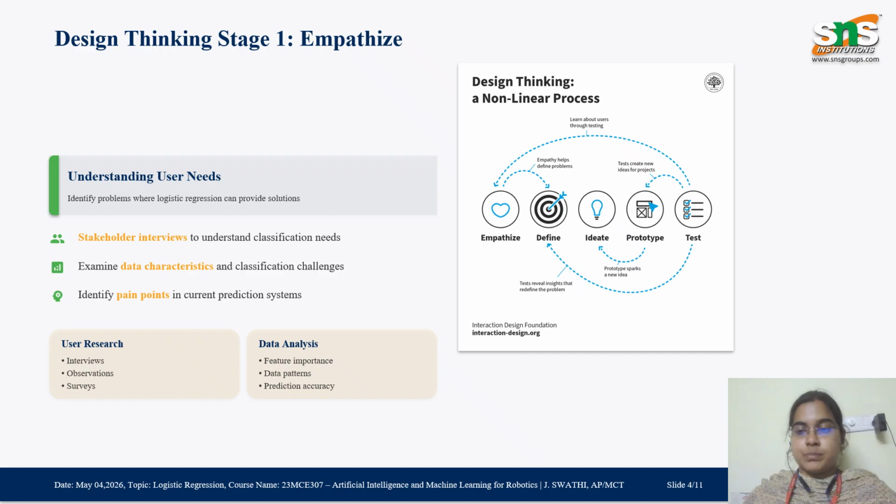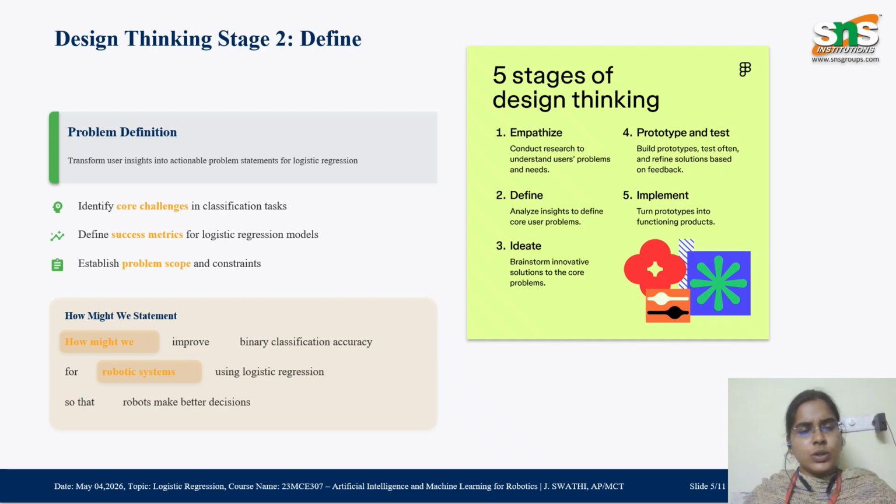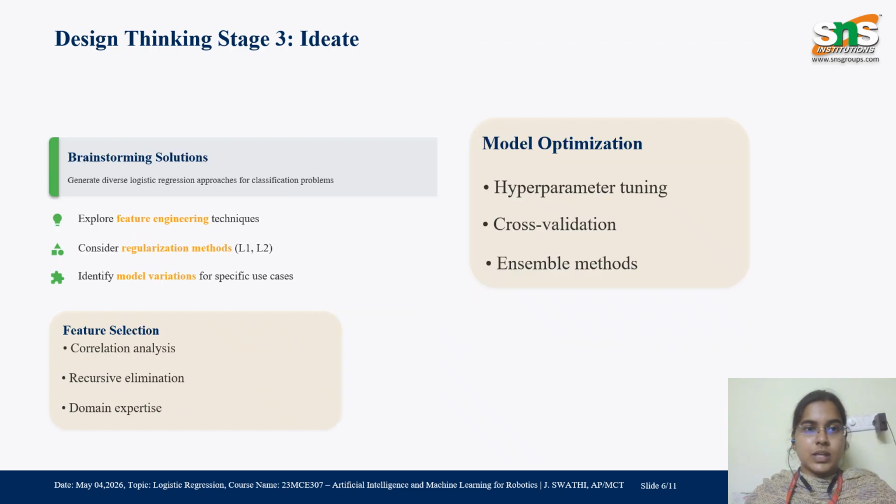We can use feature importance to find out the data patterns and prediction accuracy. Now the main problem here is to transform user insights into actionable problem statements for logistic regression. So we have to identify the core challenges, define the success metrics, and establish the problem scope and constraints. Coming to brainstorming solutions, we can explore feature engineering techniques, consider regularization methods, and identify the model variations.